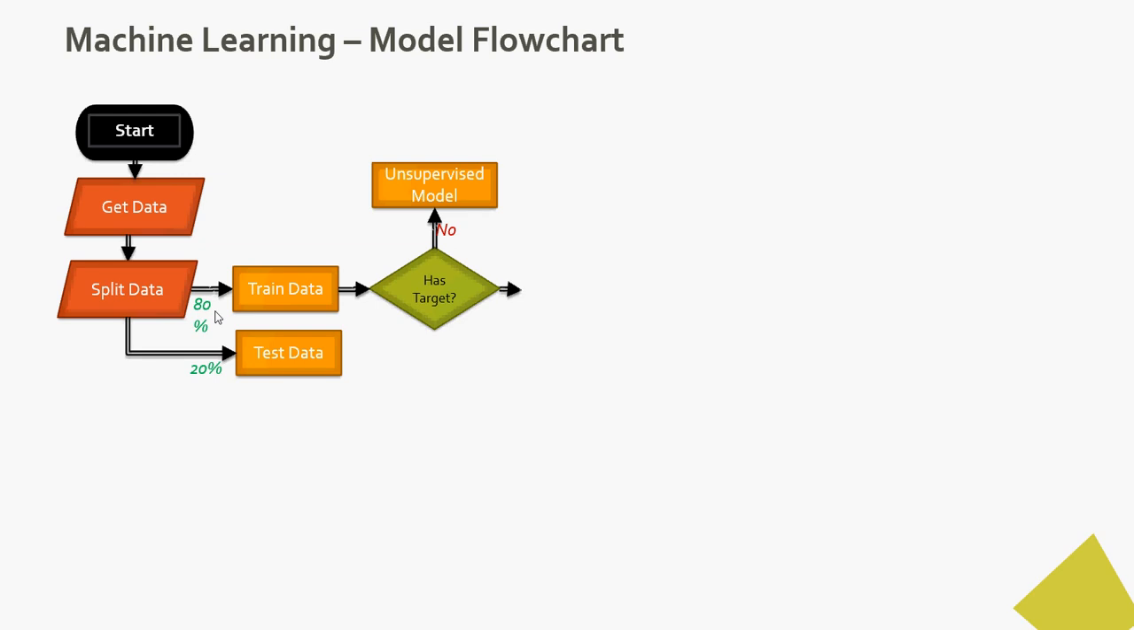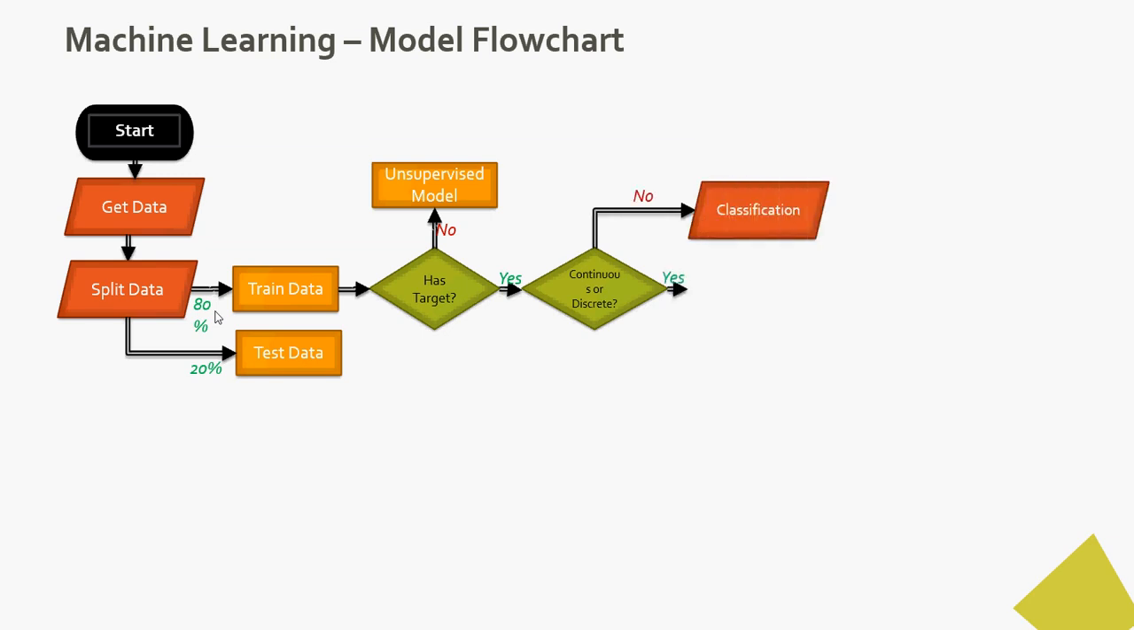Now, if you have a target, that means you have an observation and you want to predict that target. Is it continuous or discrete? That means, is it numeric? Continuous is numeric and discrete is classification. So if it's numeric, then you would do regression. And if it's classification, then it will handle the discrete variables.